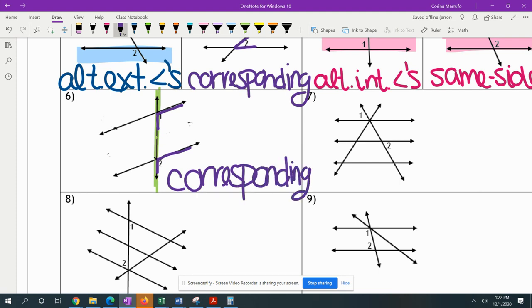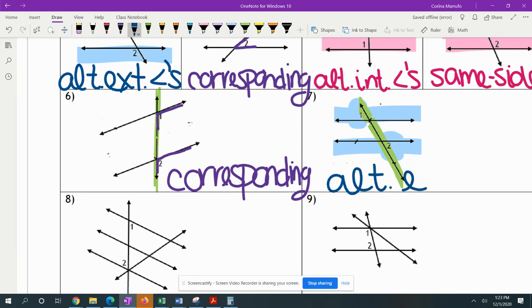We're going to do the same thing for this one. We're going to ignore this line right here because angle 1 and angle 2 have nothing to do with this line. Okay, and then this is the transversal that they are on. So we are going to ignore this line. So we're ignoring those lines. And so then in this case, if we notice, they're both on the exterior of the parallel lines. And they're on alternate sides of the transversal. So these are called alternate exterior angles.